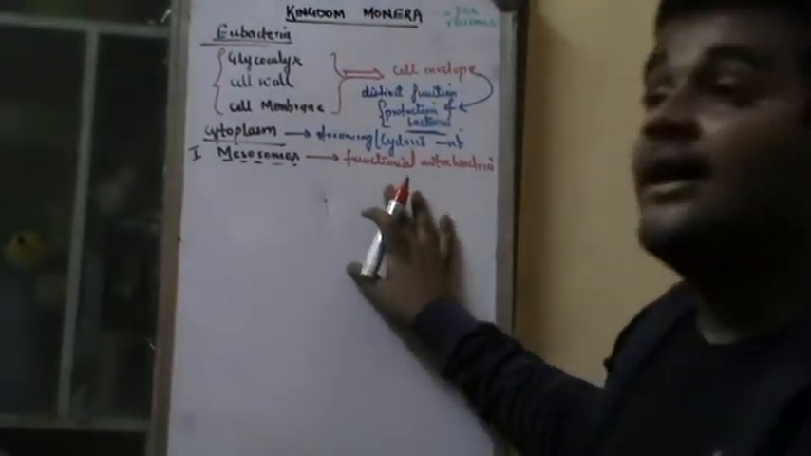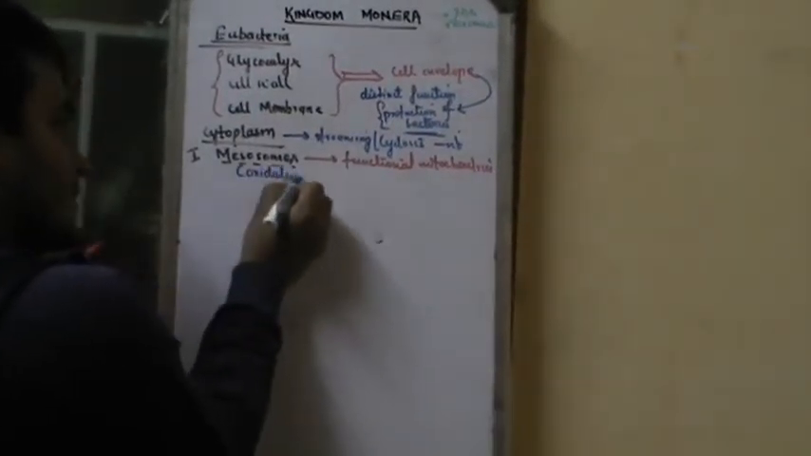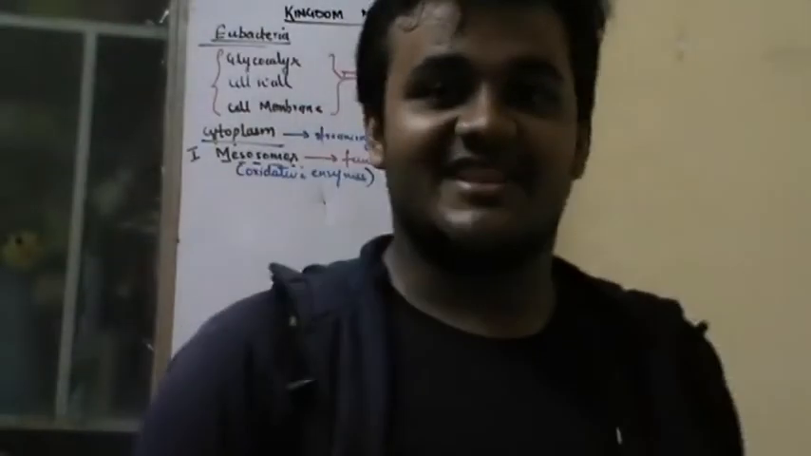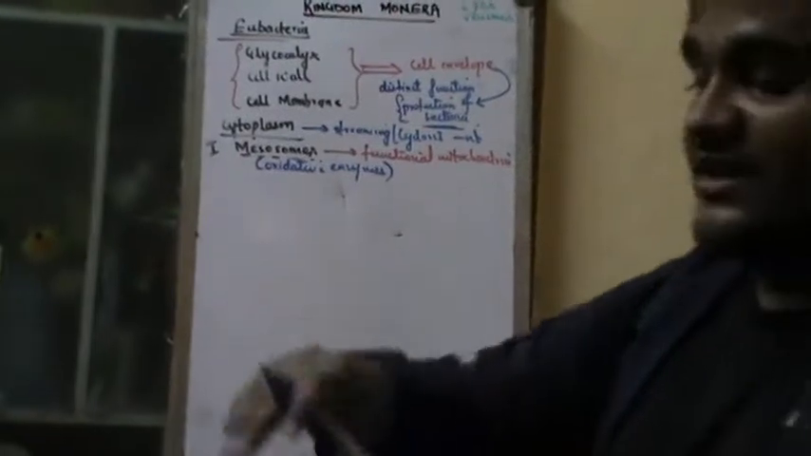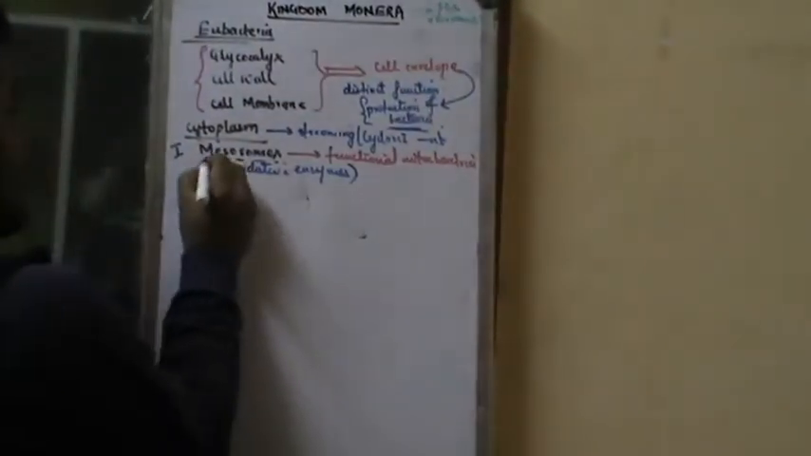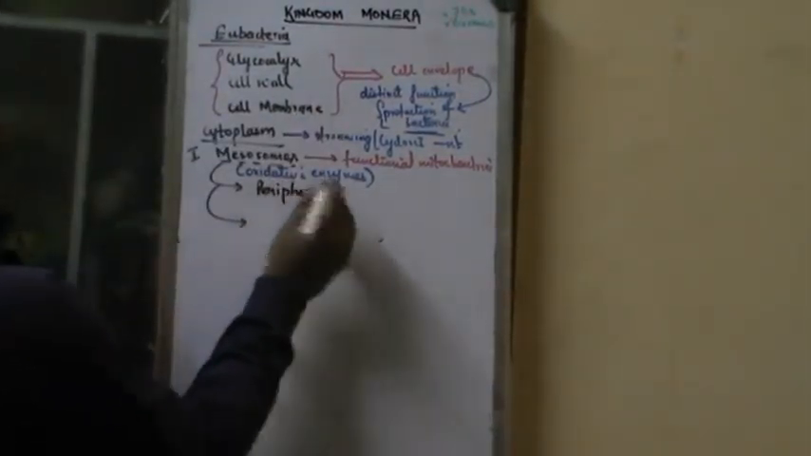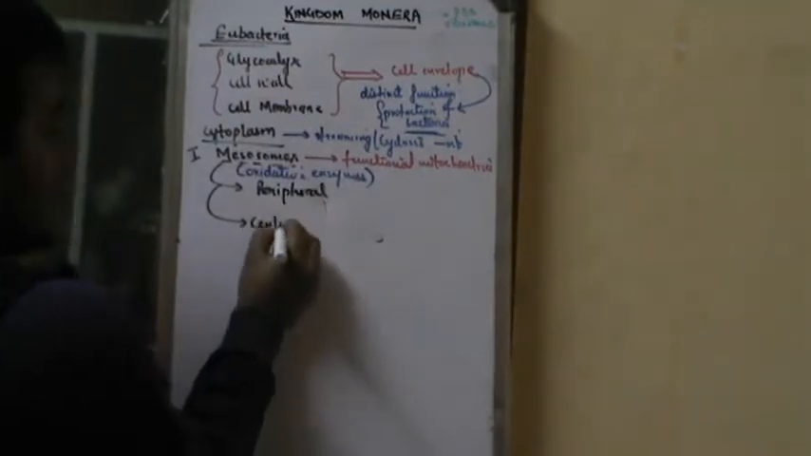AIIMS assertion and reasoning. Assertion: mesosomes act as the functional mitochondria. The reason for this is very important, because the mesosomes have the oxidative enzymes for respiration, and that's the reason why they act as functional mitochondria. On the basis of position, the mesosomes are of two types. One is called the peripheral mesosomes. Another is called the central mesosomes.